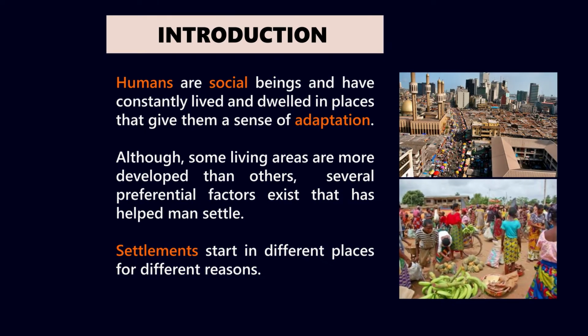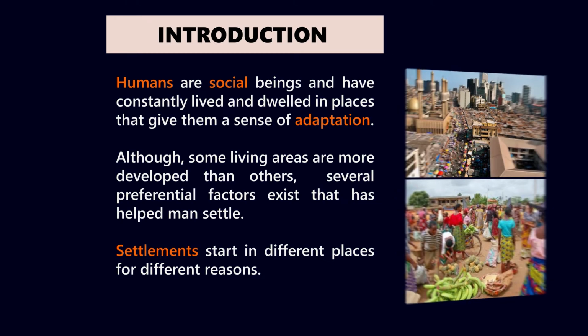Humans are social beings that tend to live around their own kind. This has made them look for areas that will benefit them in different ways. Settlements start in different areas for different purposes. Some people dwell in an area temporarily or permanently, depending on what they are looking for. In this lesson, we'll be looking at what settlement means and the different types of settlements that humans live in.